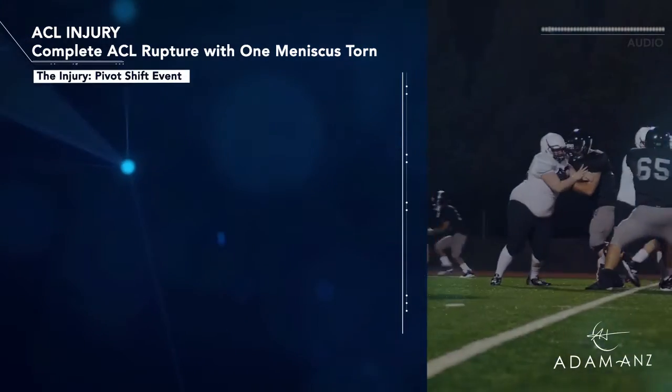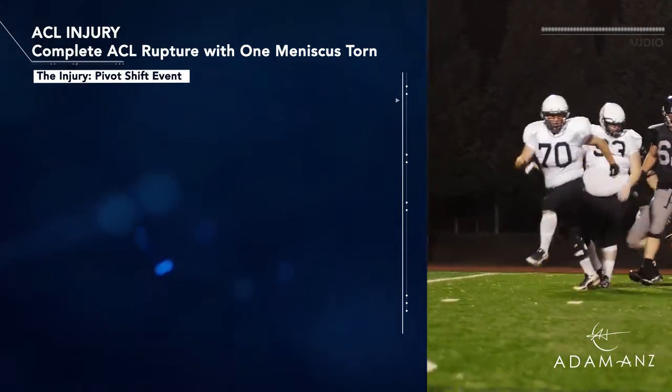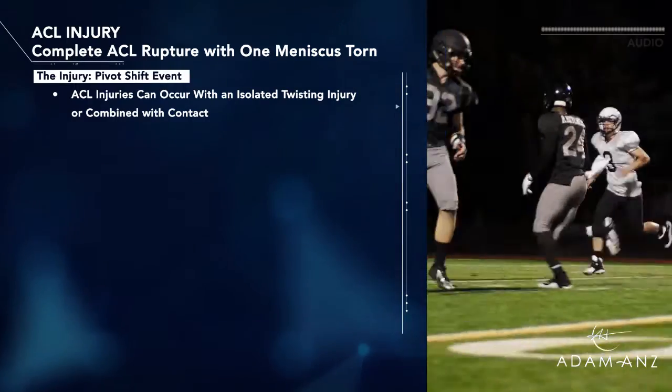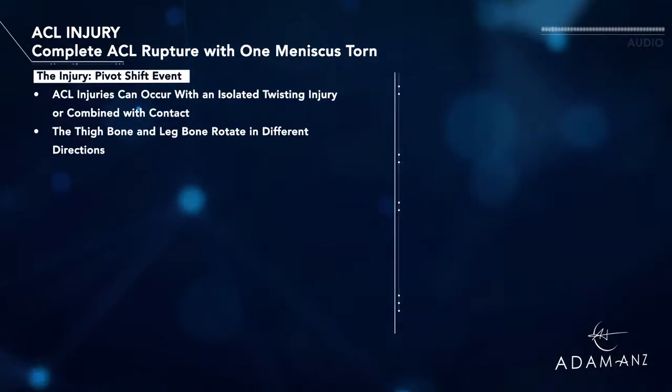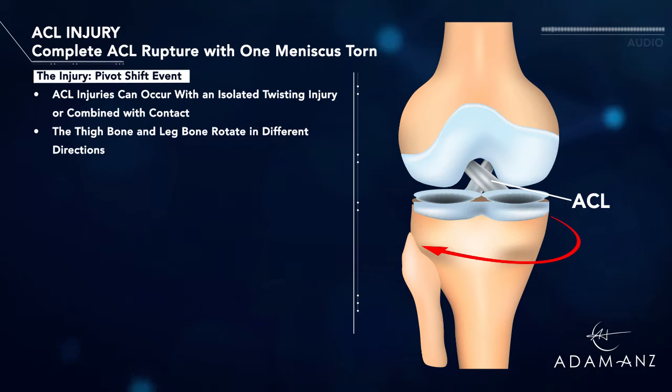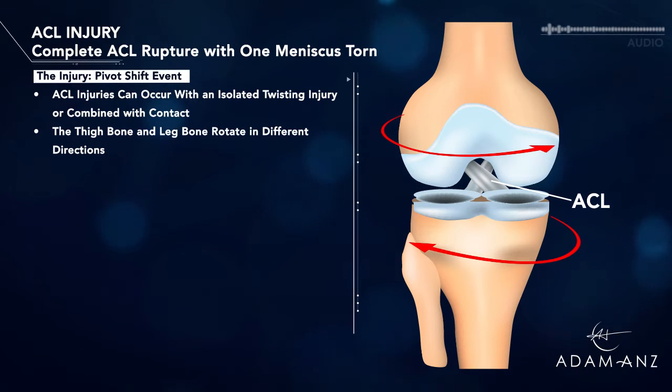ACL injuries occur during a pivot shift event, which can be a non-contact or contact. In the pivot shift event, the thigh bone and the leg bone rotate in different directions, tearing the ACL, and oftentimes on MRI we see a bone bruise.